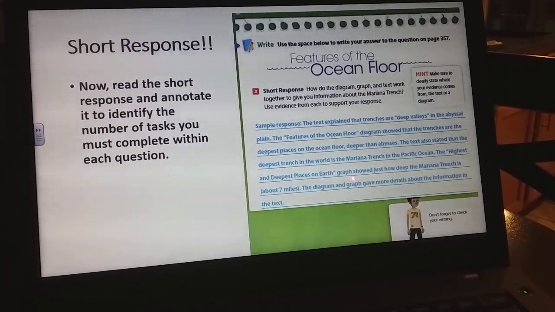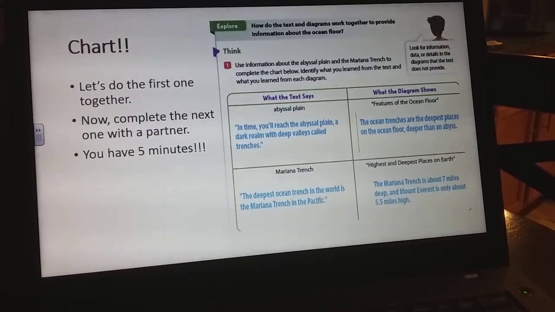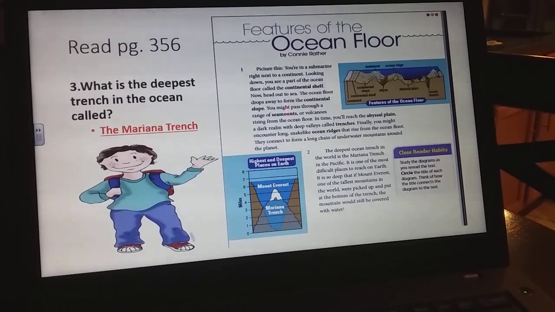So the highest and deepest places on Earth graph show just how deep the Mariana Trench is, which is about 7 miles. The diagram and graph gave more details about the information in the text. And everything that I explained here, we get from both the text and the diagrams. So in this case today, guys, these two pieces of information complement each other. We want to take what we can see in the visual interpretations of the information and what we read in the written interpretation of the information, and we put those things together to help us understand the topic a little bit better.